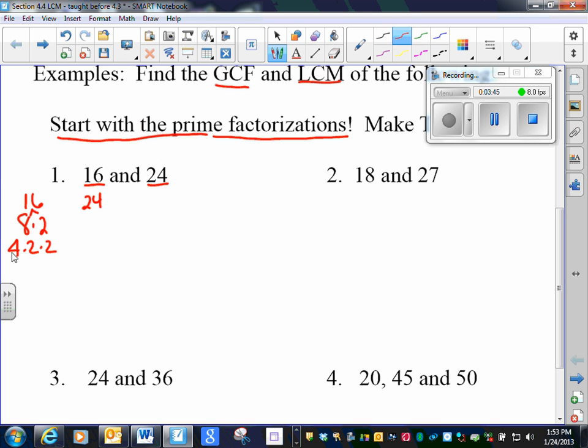Is 4 a prime number? No, I'm still not finished. 4 is 2 times 2. And here's this 2, and there's the other 2. At this point, I have all prime numbers, and I'm ready to do my check. The check is a very important step. If you can do it in your head, that's great. 2 times 2 is 4, times 2 is 8, 8 doubled is 16. I am now back where I started, and I can put a little check mark there.